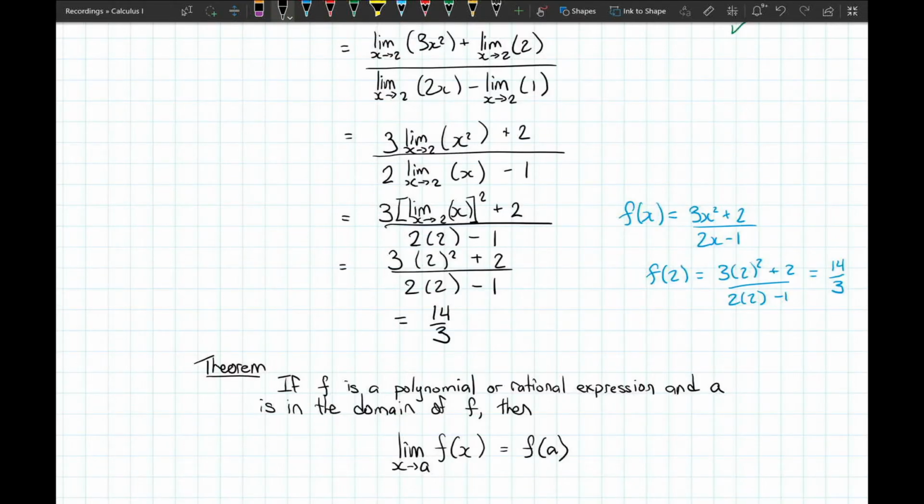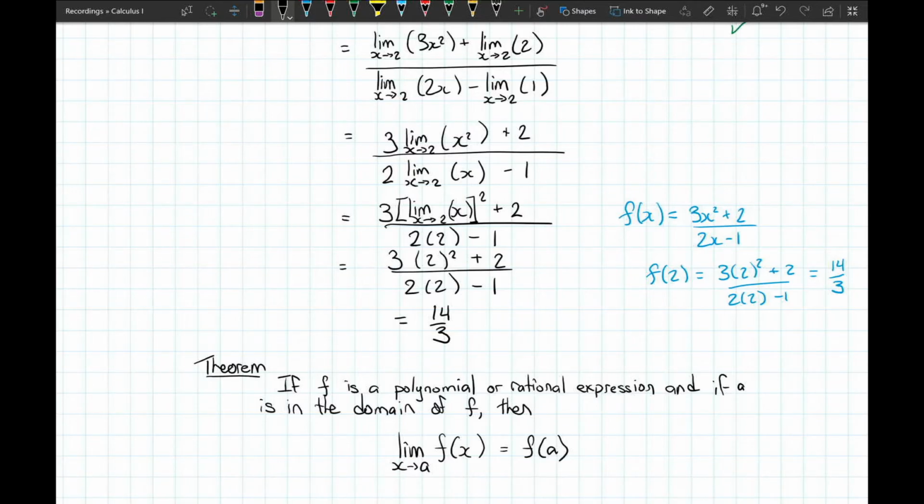Now this theorem applies to polynomials or rational expressions like we just looked at here. And if a is in the domain of f, then taking the limit as x approaches a of the function is simply equal to f of a. That would just be direct substitution. So you have the option of just plugging in a so long as you have a polynomial or a rational expression and that function is defined for a.